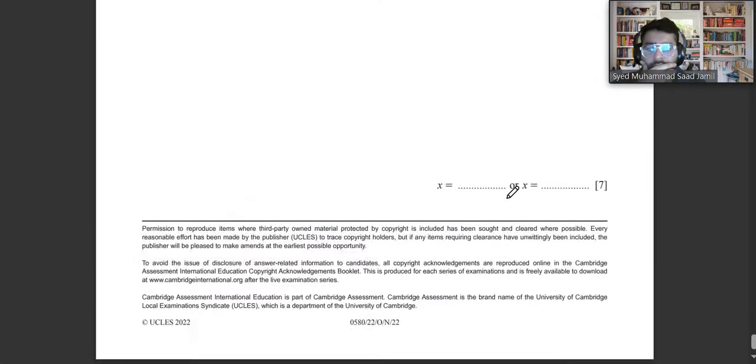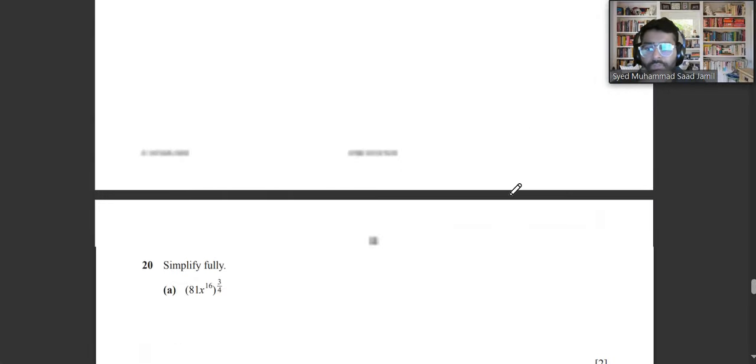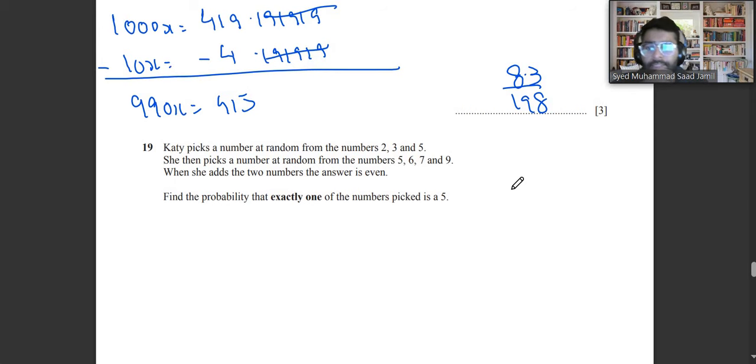Next question. How many questions are there? Oh, 23. Okay, we are near now. Katie picks a number at random from the numbers 2, 3 and 5. She then picks a number at random from the numbers 5, 6, 7 and 9. When she adds the two numbers, the answer is even. Find the probability that exactly one of the numbers picked is a 5.